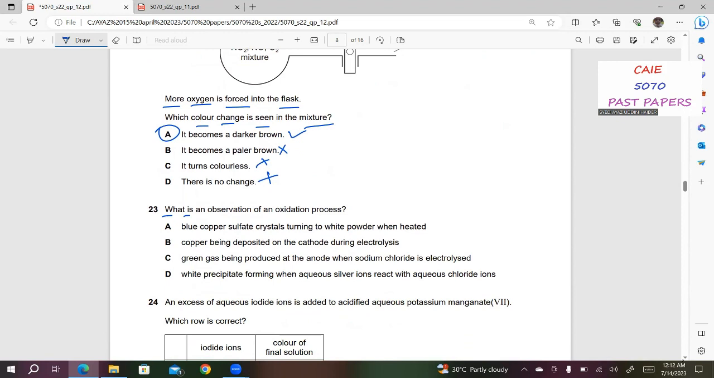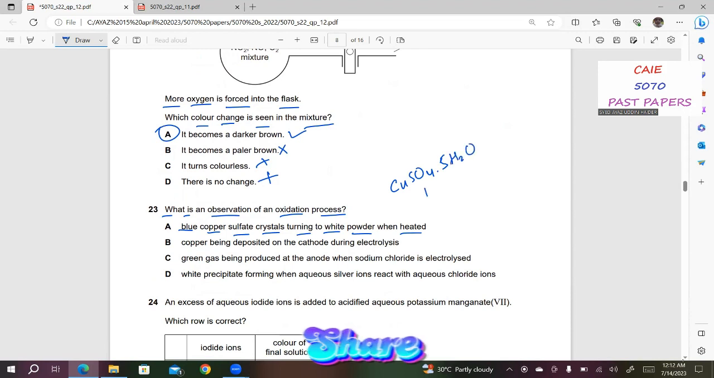23. What is an observation of an oxidation process? A, blue copper sulfate crystals turning to white powder when heated. When you heat blue copper(II) sulfate, which is hydrated and blue in color, it becomes white due to the loss of 5 molecules of water. So there's no oxidation taking place. There's simply a dehydration process. So A is incorrect.